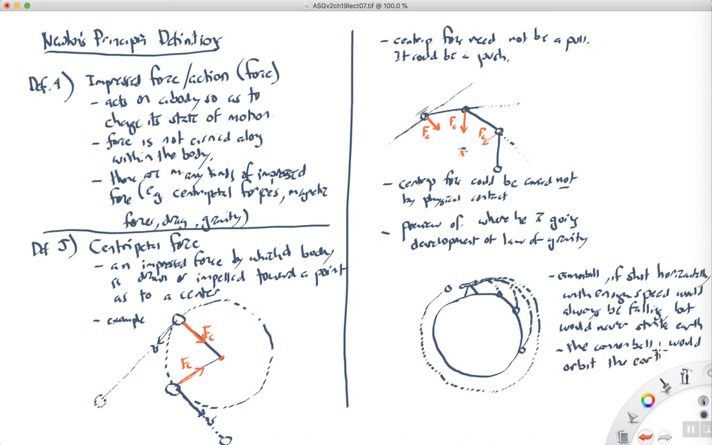This is quite an interesting insight that he has, and you can probably see where he's going with this. What he's going to do is he's going to argue this is precisely what is happening with the moon. He's going to argue that the moon is falling toward the Earth, but it's moving with sufficient speed that it just never hits the Earth. And so this is really a precursor to the development of his law of gravity. This is just an interesting thought.